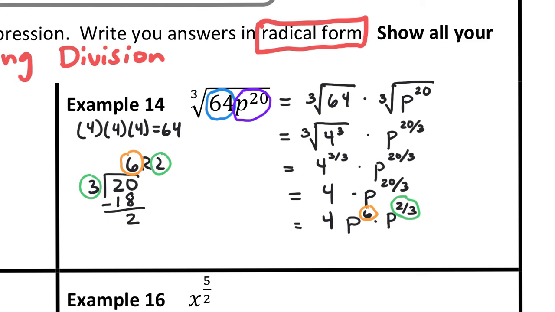And that leaves us to the last step. We would write 4p to the power of 6 times, now change p to the 2/3 into radical form. So it's the cube root of p squared: the 2 goes inside and the 3 goes in front. So changing the exponential form to radical form. And that is our answer for example 14.